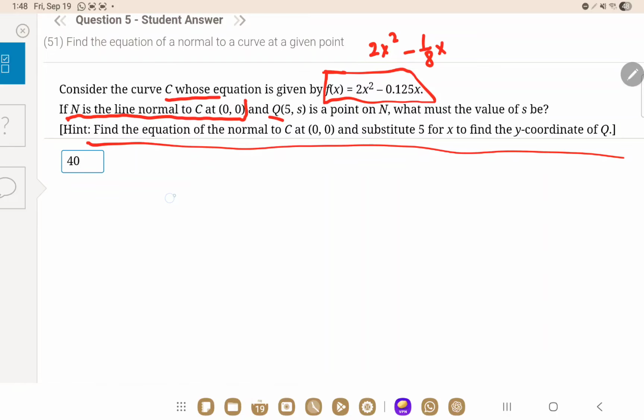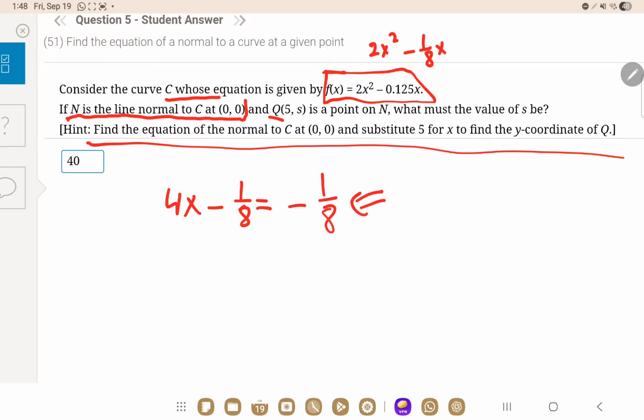So it's going to be 4x minus 1 over 8. That's the derivative of the curve. Now we know that it's normal at 0, 0. So you need to substitute 0 into this. Your slope is going to be negative 1 over 8.